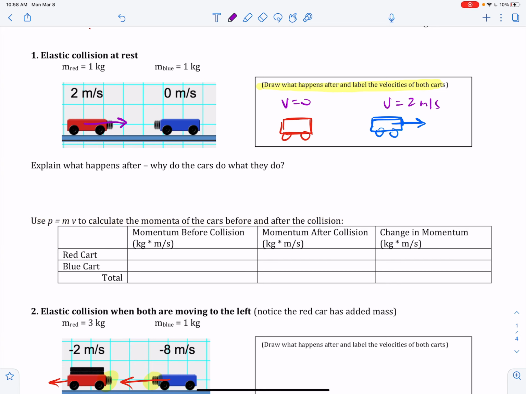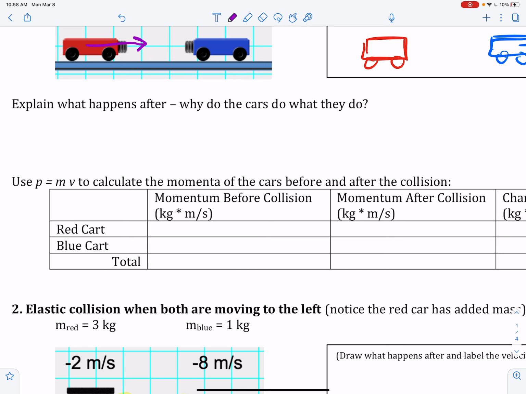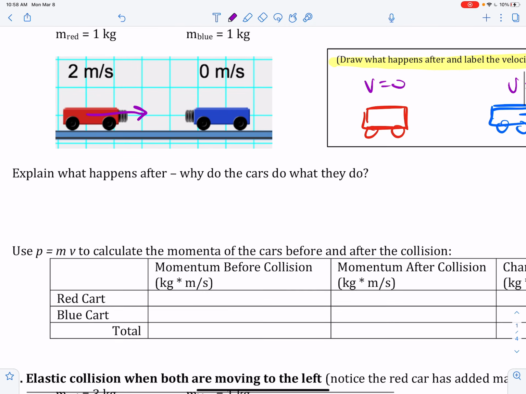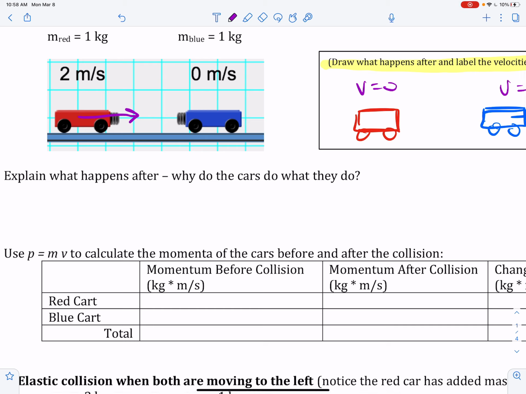So here we go. Starting with the red car's momentum before the collision. Okay, so before the collision, the red car had a velocity of 2 meters per second and a mass of 1 kilogram. So this is just going to be 2 meters per second times 1 kilogram, which is a total momentum of 2 kilogram meters per second. And I apologize, I kind of wrote that backwards. It should have been the other way. Do mass times velocity. 1 kilogram times 2 meters per second is 2 kilogram meters per second.